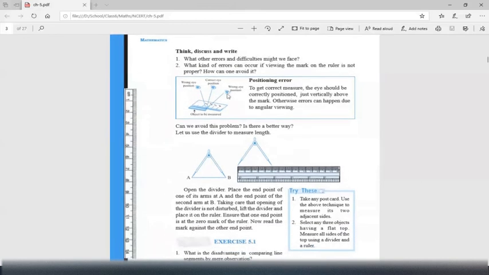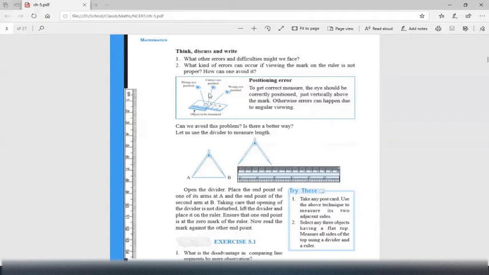Now think and discuss and write. What are the errors and difficulties we might face? As I told you, that was the answer. What kind of errors can occur if viewing the mark on the ruler is not proper, and how to avoid it? I also told you, you have to see it from the 90-degree of the ruler to avoid any errors. So it says that if you see from the left side, the line may appear 1 mm this side, and if you see from the right side, then again 1 mm error can happen, or half errors can happen.